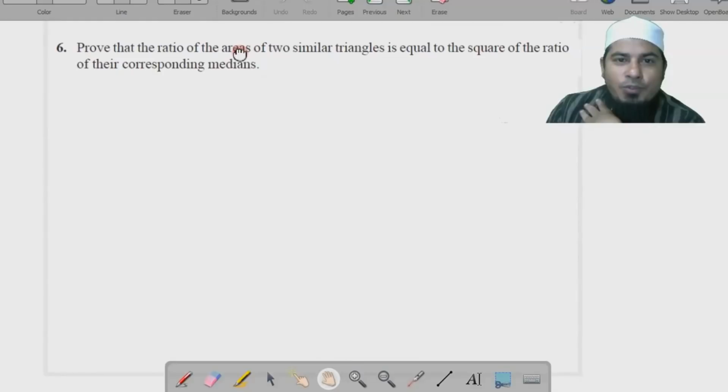Prove that the ratio of the areas of two similar triangles is equal to the square of the ratio of the corresponding medians.